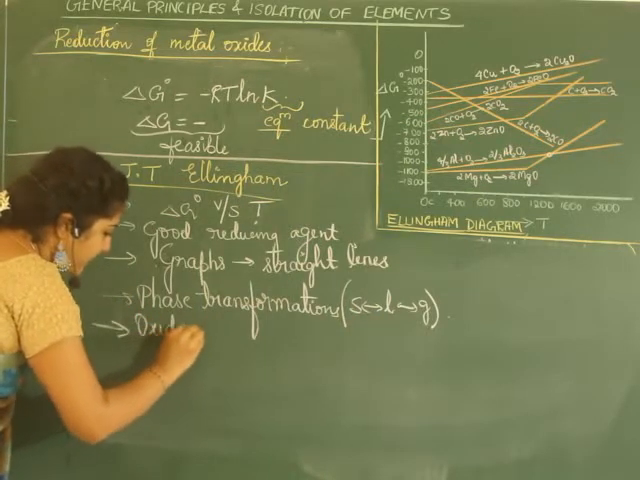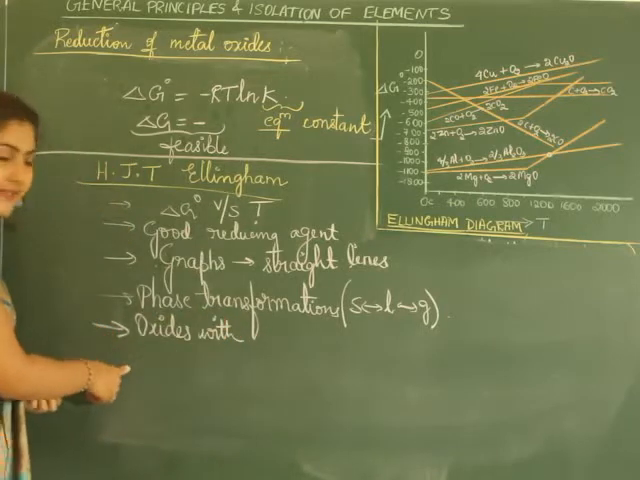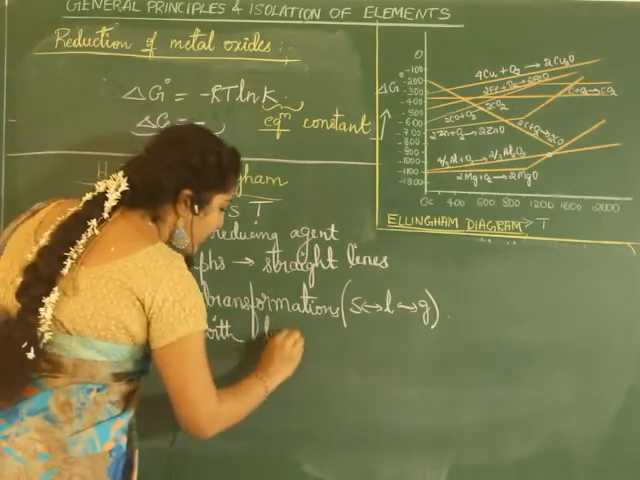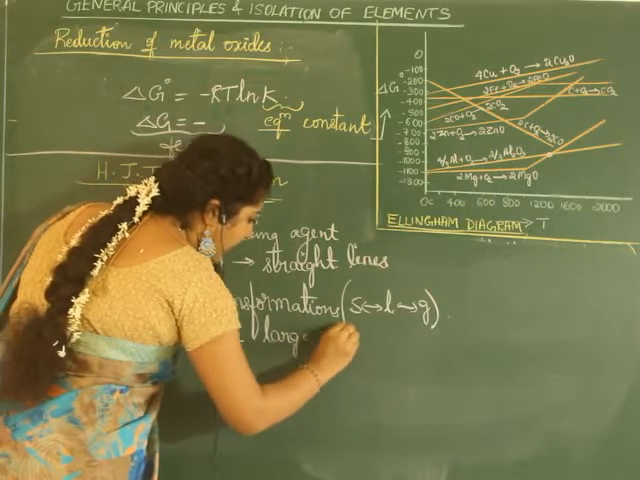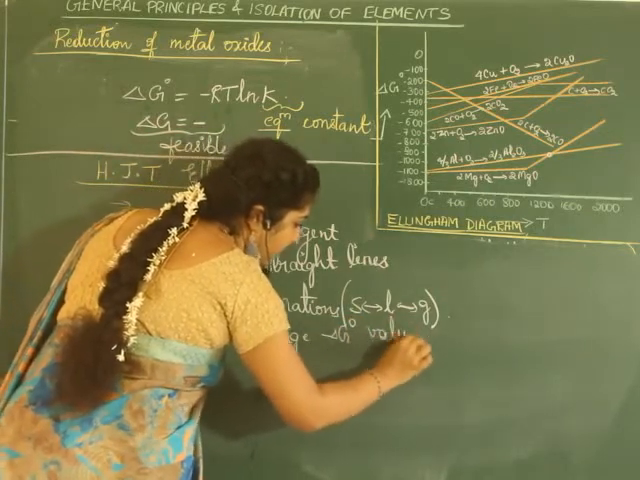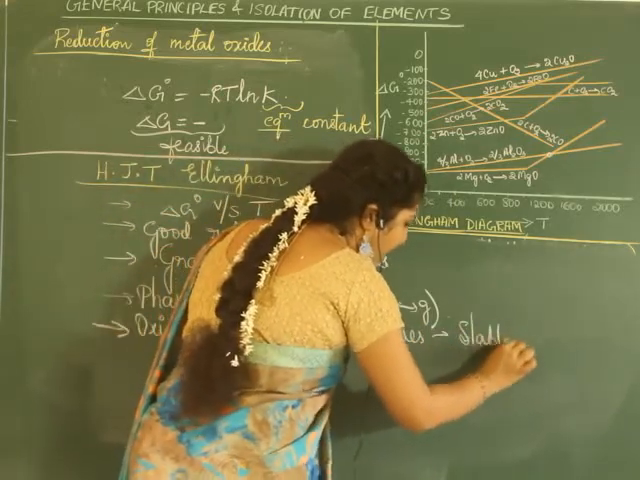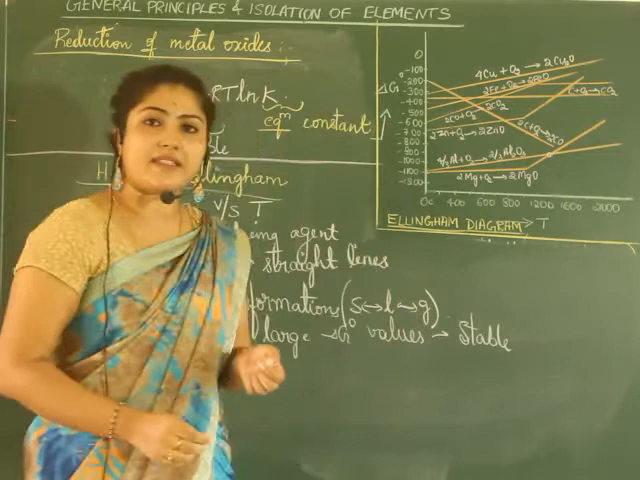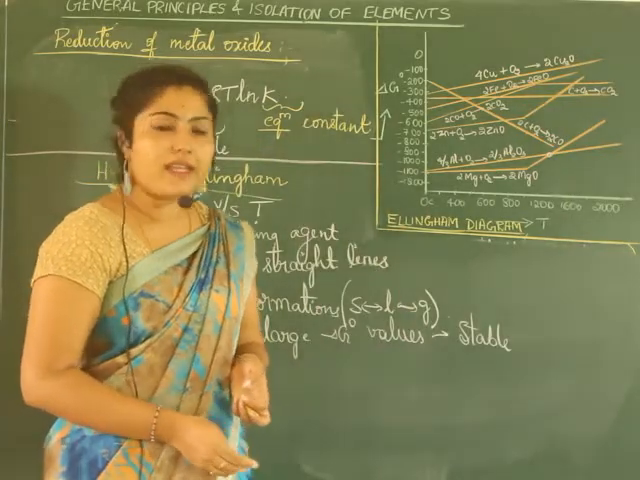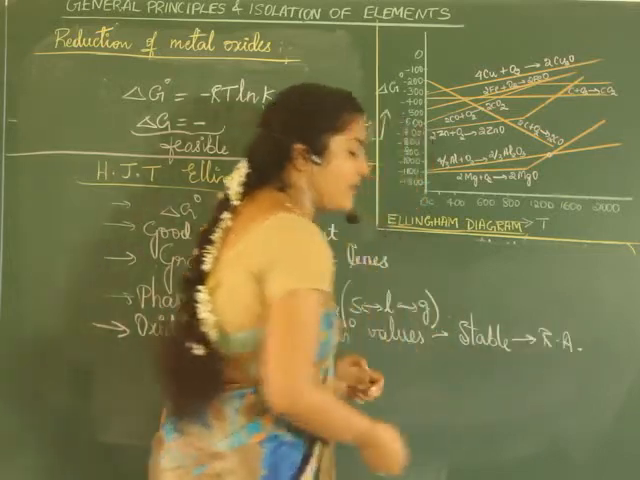Oxides, that means metal oxides with large negative delta G0 values are highly stable. If they are highly stable, that means they can act as good reducing agents. Which can act as good reducing agents?